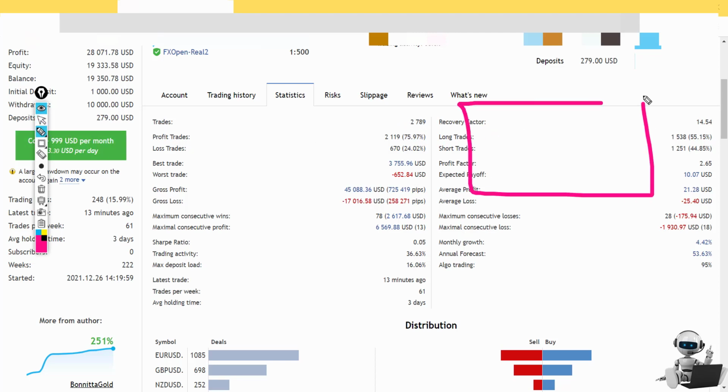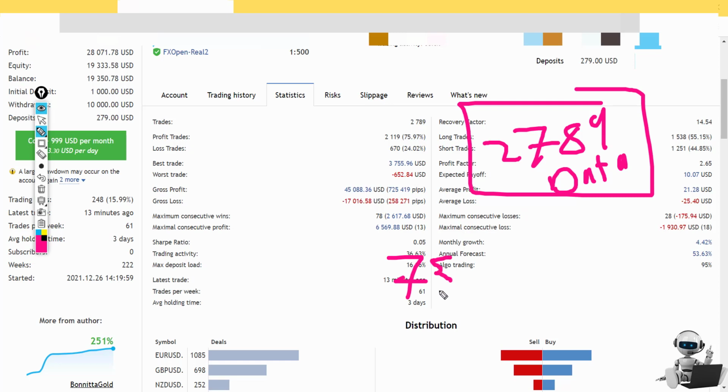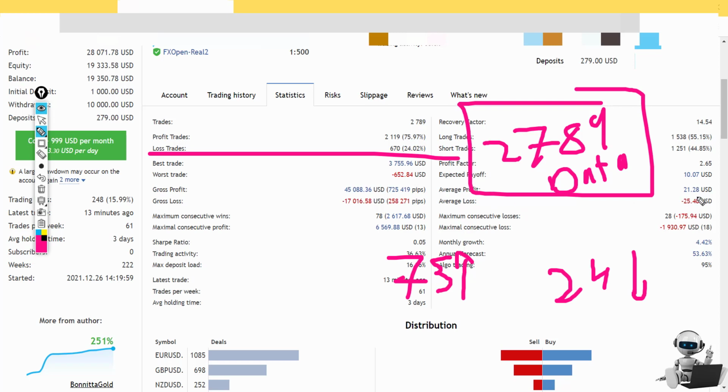Why? Because we have 2,789 trades. That is large data. So based on this, we have 75% accuracy and 24% failing trades. That is very good, and the average profit is better than ever, or it is similar, maybe with a difference of $4 to $1 negative, so it is kind of near to each other.